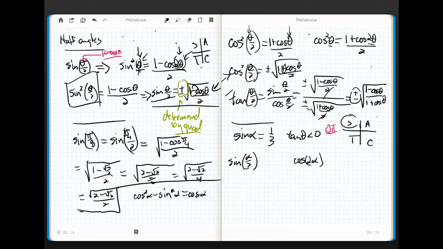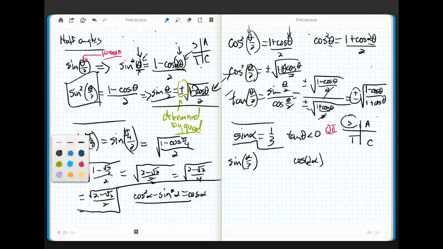Okay, so let's figure this out. First things first, this has a cos and a sine of alpha in it. I already know what the sine of alpha is. This has a cos of alpha. I need just a regular old cosine of alpha, don't I?